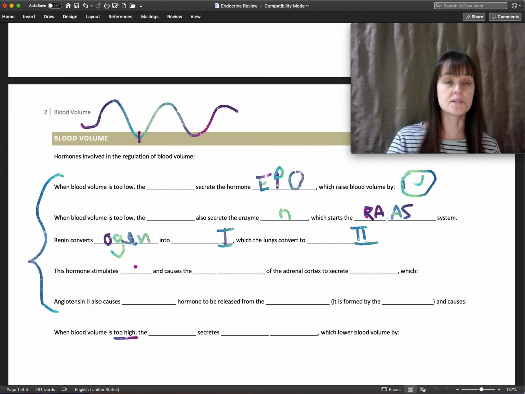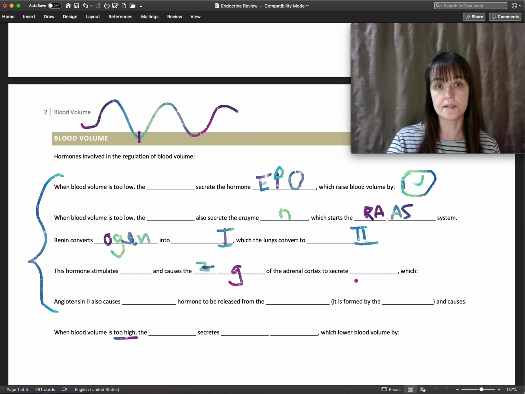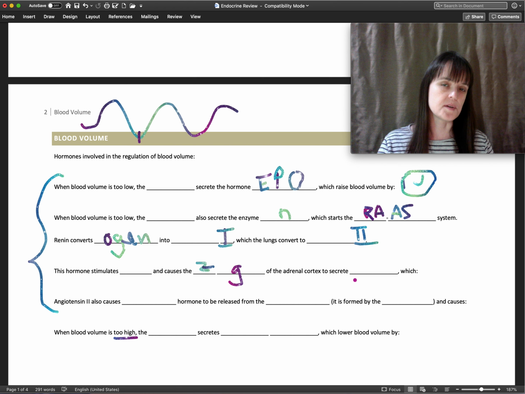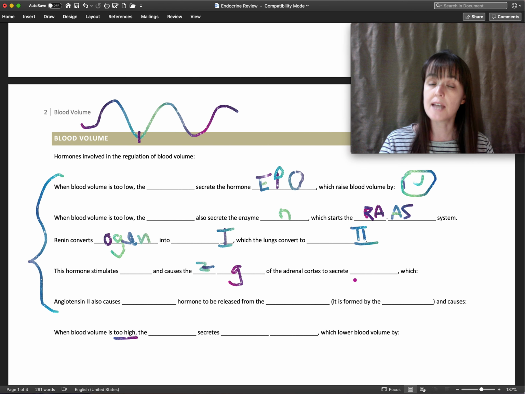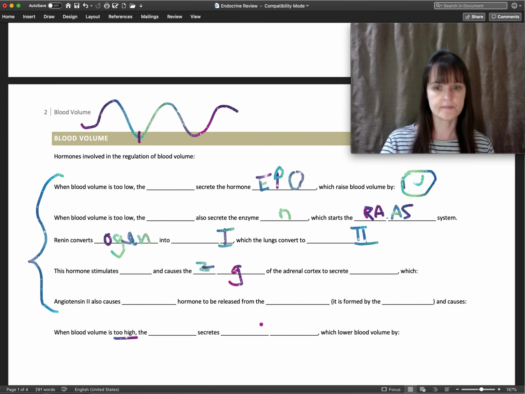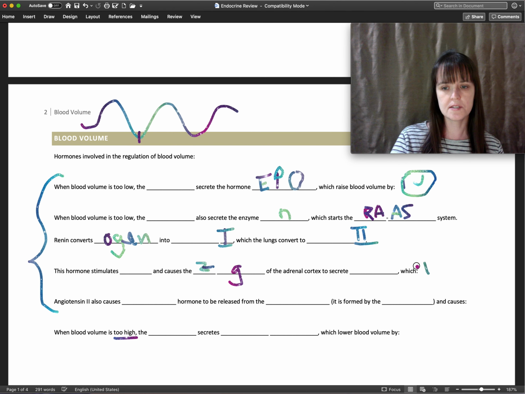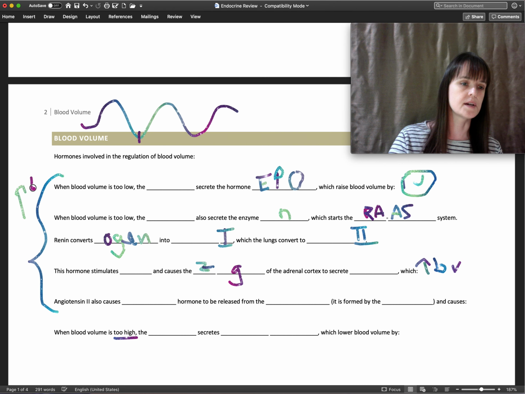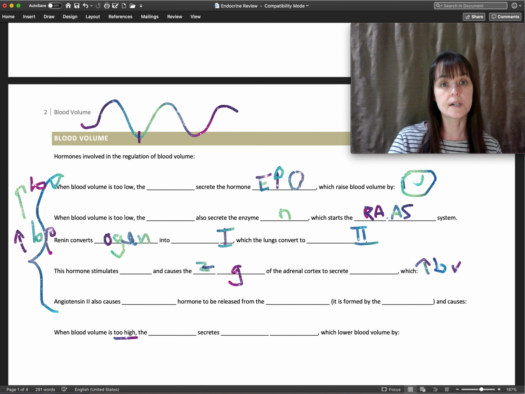Angiotensin 2 stimulates thirst and causes the zona glomerulosa of the adrenal cortex to secrete aldosterone. And aldosterone retains water and sodium at the kidneys and excretes potassium from the kidneys, which again is code for you pee out less sodium and water and you pee out more potassium. So it increases blood volume, which is going to be true of all of these. When you increase blood volume, that increases blood pressure.